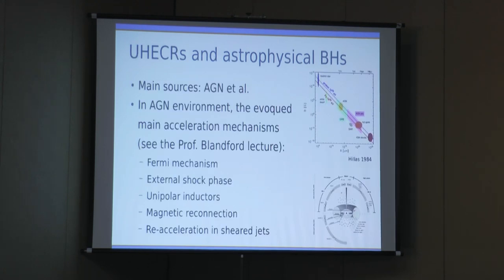And we asked about the main sources and how it could be. The main sources are explained mainly by the Hillas plot. This is the Hillas plot. We have AGN and others. And in the AGN environment, we invoked many acceleration mechanisms. Many of those were explained by Professor Blandford in his lecture: for example, Fermi mechanism, external shock phase, unipolar inductors, magnetic reconnection, reacceleration, shear in jets, etc., and others proposed in recent literature. I should say at the start that I believe in those mechanisms. I think that the main mechanisms to obtain the ultra high energy cosmic rays indeed are those mechanisms.